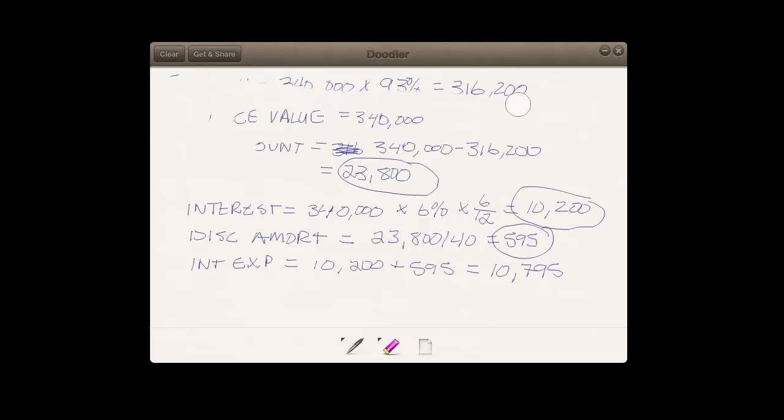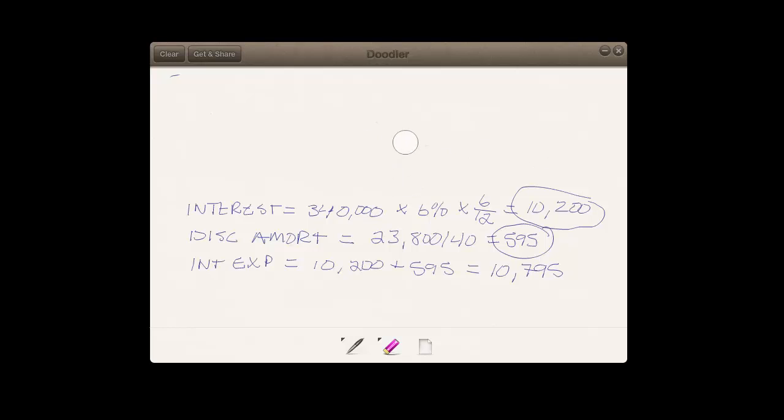Okay, so let's journalize this. Make a little room up here. This is number 2. So we debit interest expense for $10,795. Now, do we debit or credit discount amortization? Remember, when we increased it, we debited. So now we're decreasing. We slowly decrease over time by $595 every time we record interest. So we decrease it with a credit.